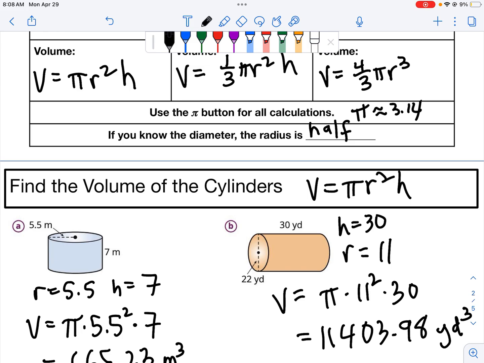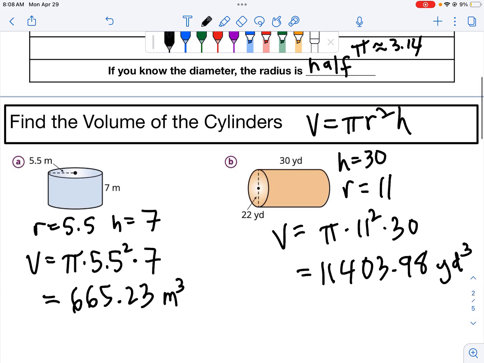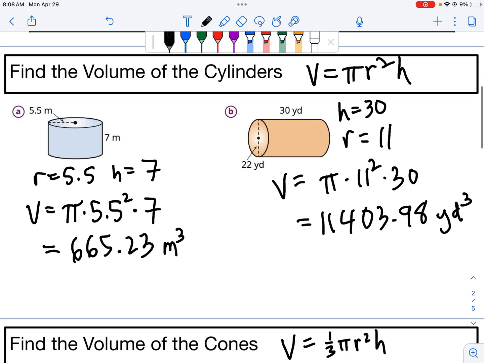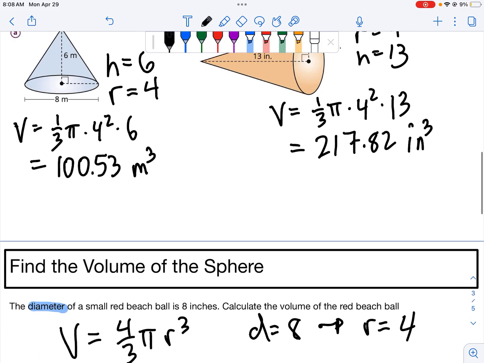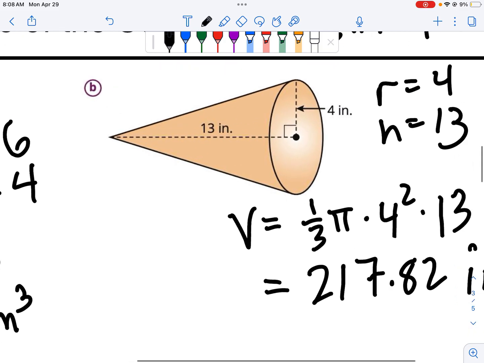If you know the diameter, the radius is half. Okay, every one of these problems is going to go into our calculator, and then we are going to give a cubed unit. So if we start with inches, we end with inches cubed.